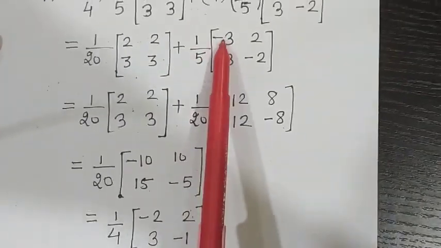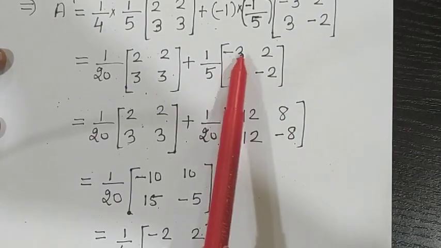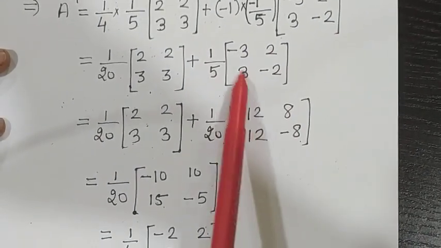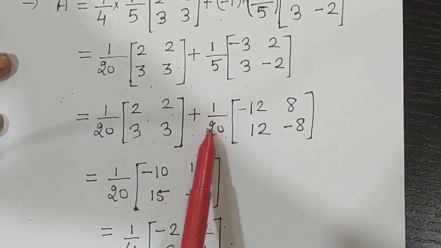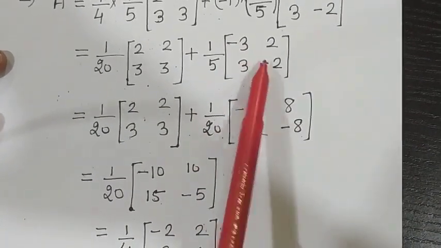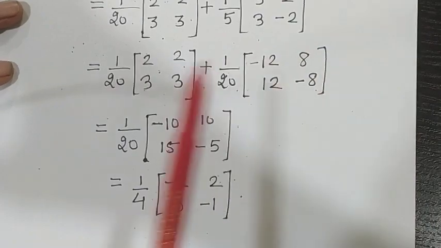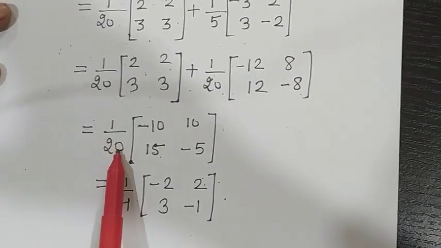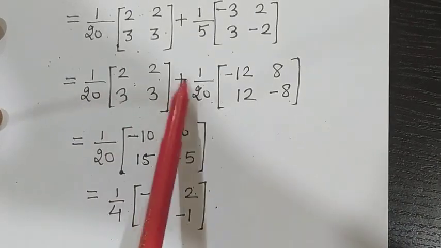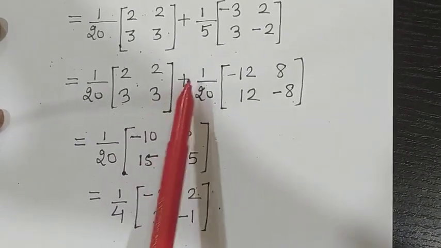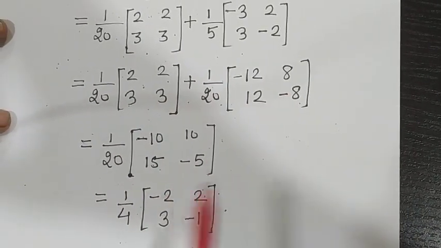So we will multiply and divide each element of the matrix by 4, and this becomes 1 by 20. This is minus 12, 8, 12 and minus 8. Now 1 by 20 common. 2 minus 12, minus 10. Then 2 plus 8, 10. 3 plus 12, 15. 3 plus minus 8, minus 5.